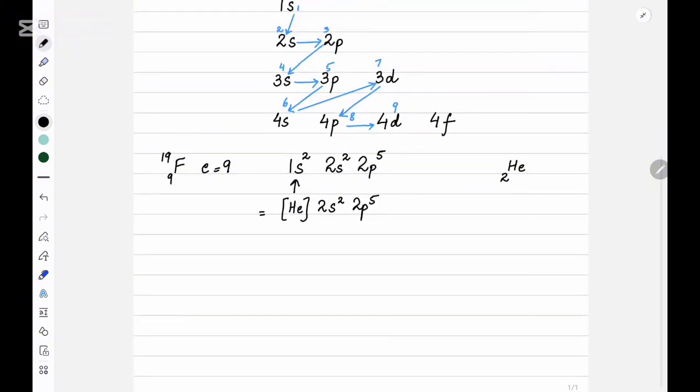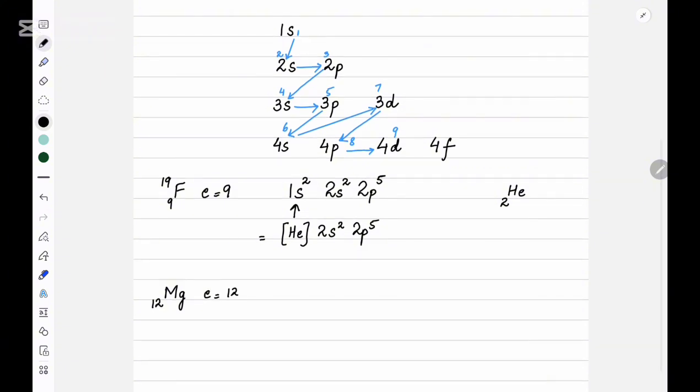Now we can write the electronic configuration for, let's say, magnesium. How are we going to do that? Magnesium has 12 electrons. First it is going to be 1s, which can hold a maximum of 2 electrons. 2s can hold a maximum of 2 electrons. 2p can hold a maximum of 6 electrons. The total number of electrons becomes 2 plus 2 is 4, 4 plus 6 is 10. Then after 2p we have 3s, so let's write 3s, which is going to have 2 electrons.